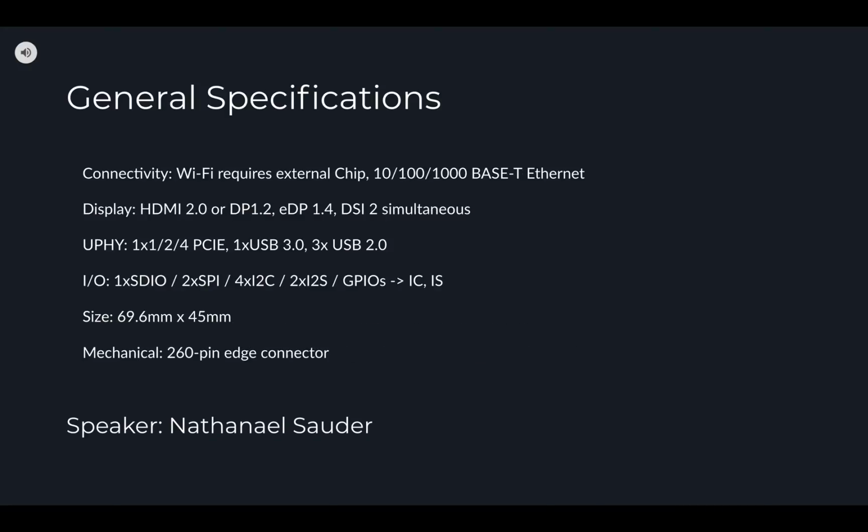Here's a continuation of the specifications. For connectivity, if Wi-Fi is needed, the device needs an external chip to be able to connect. It can also connect via Ethernet cable. For the display, we have an HDMI 2.0 or a DP 1.2, an eDP 1.4, or a DSI. The UPHY uses 4 USBs, one of which is 3.0 and the other 3 are 2.0.